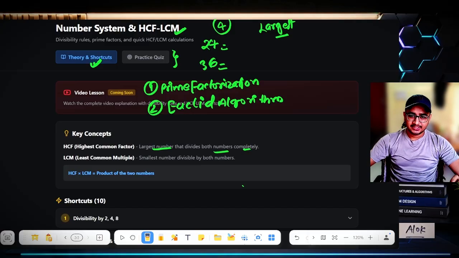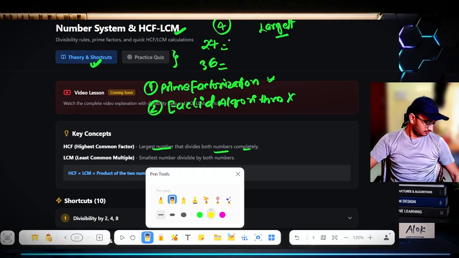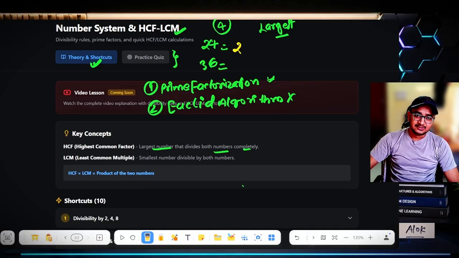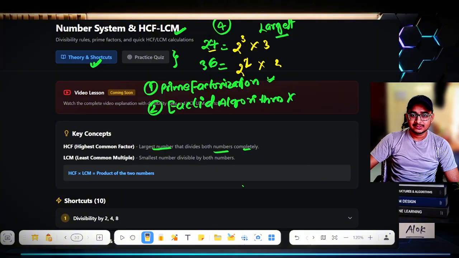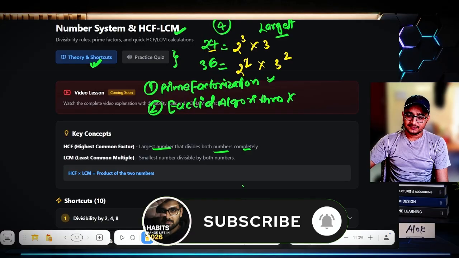So in this question, you do not need to apply Euclid's algorithm. You can find out the HCF with the help of the prime factorization method also. Okay, so how will we do this? Let me change the pen color. We prime factorize it: 24 is 2 to the power 3, that is 8, multiplied by 3, which comes out to be 24. And for 36, we find 2 to the power 2, that is 4, into 3 to the power 2. Then we have to find the common factors between both of these.